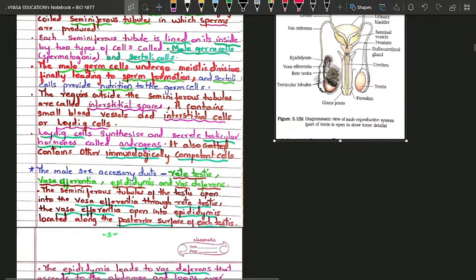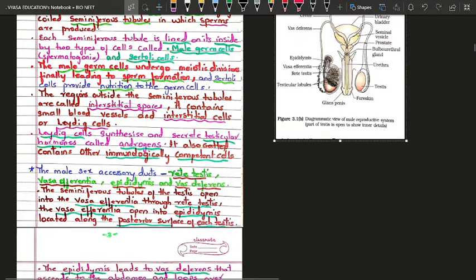Okay. Rete testis inda yenagutte? It goes to the vasa efferentia. Okay. Into the vasa efferentia through the rete testis. The vasa efferentia opens into the epididymis. Vasa efferentia ell open agutte? Epididymis ige open agutte. Okay.